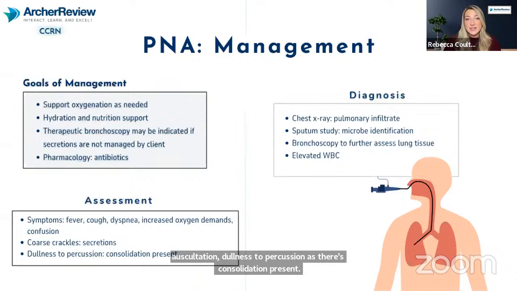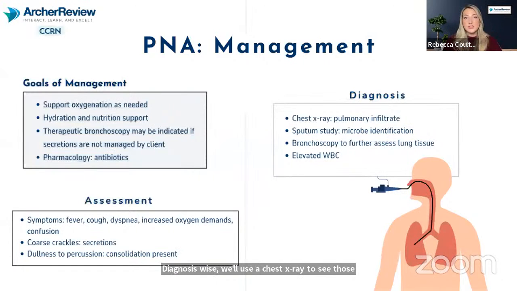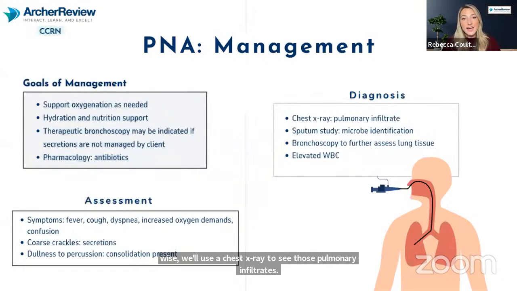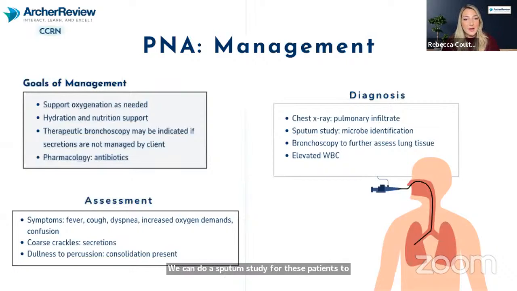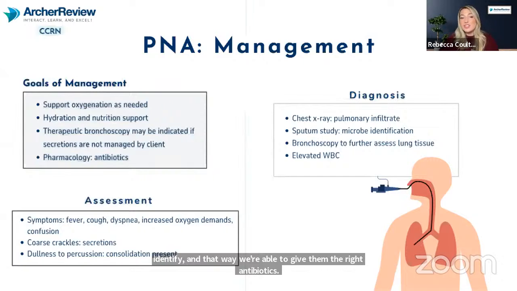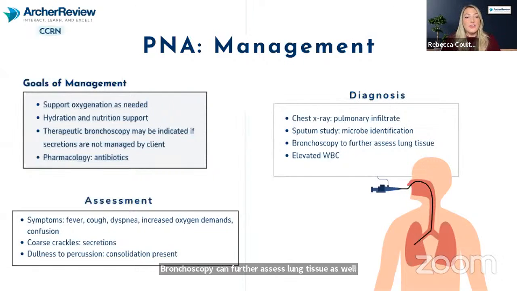Diagnosis-wise, we'll use a chest x-ray to see those pulmonary infiltrates. We can do a sputum study for these patients to identify the microbe, and that way we're able to give them the right antibiotics. Bronchoscopy can further assess lung tissue as well as just get out all of those secretions like we said in management. And then we'll also see an elevated white blood cell count with these patients as they have an infectious source.